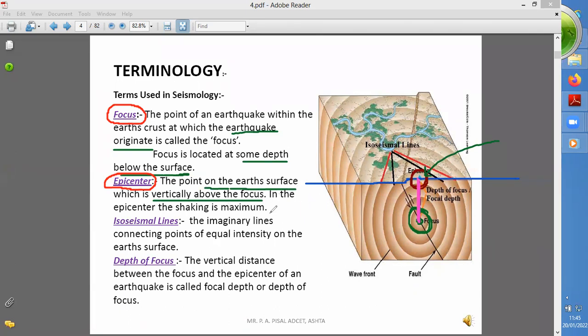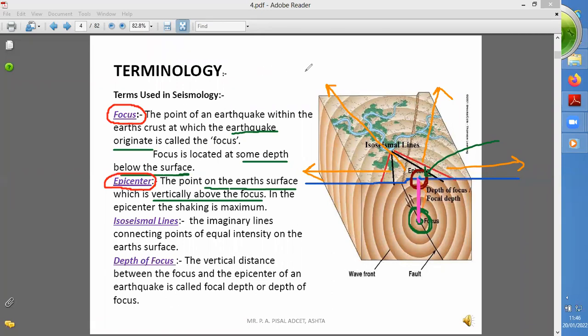Okay, now in the epicenter the shaking is maximum. Now, what is the meaning of this? At this epicenter, we can see the maximum shaking, that is why maximum vibrations are present at this epicenter. And when we go away from the epicenter, the intensity of the vibrations will decrease. When we go away from the epicenter, the intensity of the vibrations is continuously decreasing in all directions. But at this epicenter place, the intensity of vibrations is maximum.